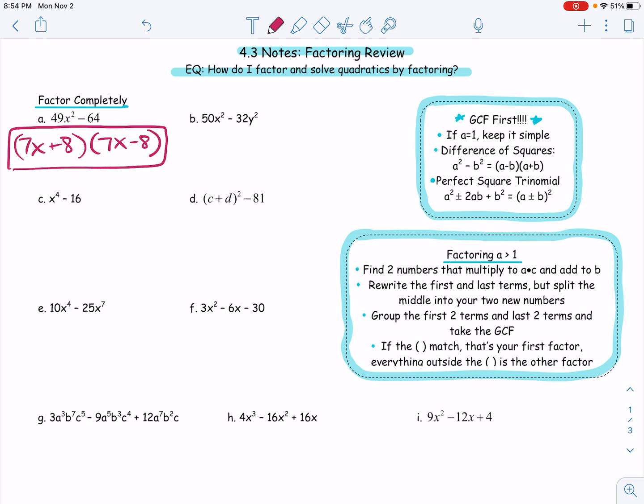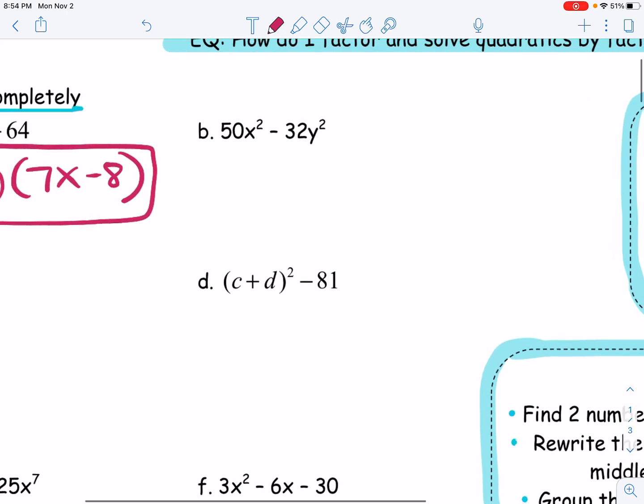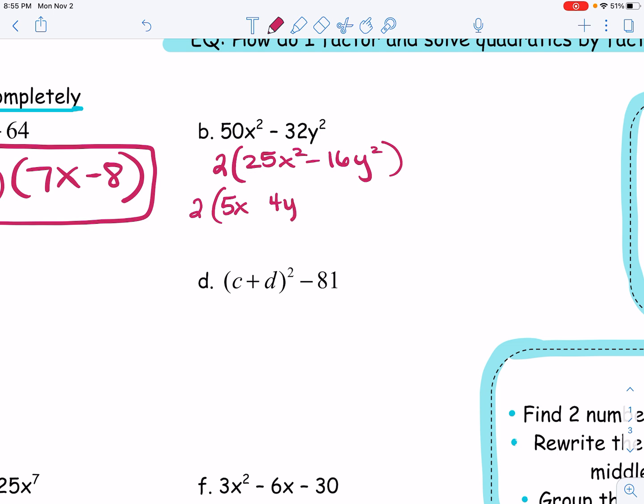And that's it. Okay, so let's look at the second problem. It says 50x squared minus 32y squared. GCF: there is a GCF of 2, leaving you with 25x squared minus 16y squared. And so now I'm looking inside those parentheses, and I notice, again, that is a difference of squares. 25x squared is a perfect square. 16y squared is also a perfect square. So to factor that, I'm going to take the square root of the first, the square root of the last. I'll do one positive and one negative. I cannot factor any further, so there's my final answer.